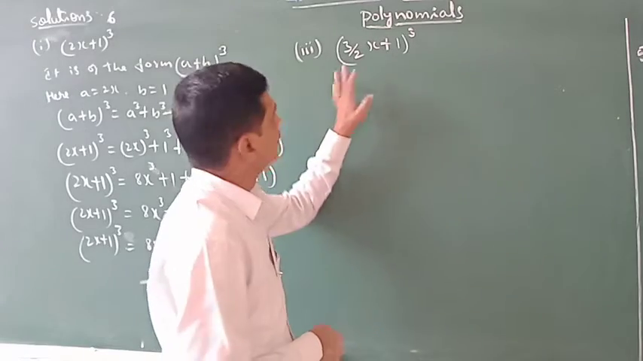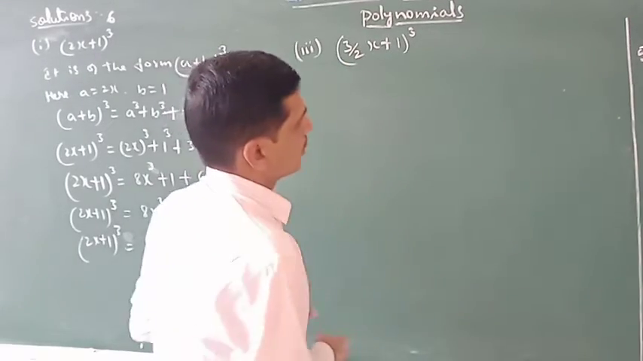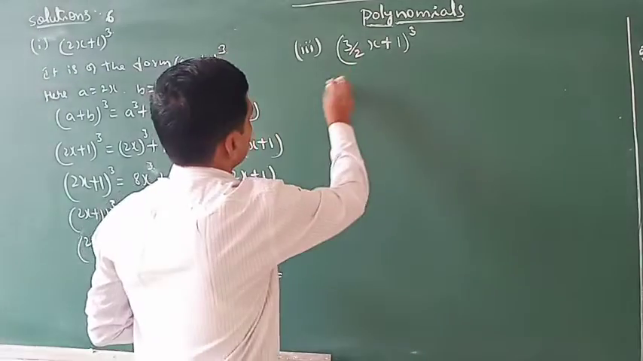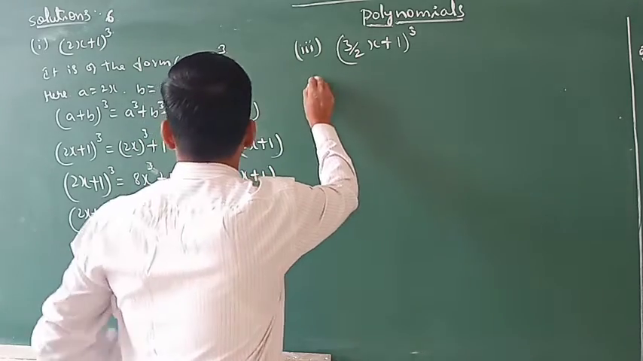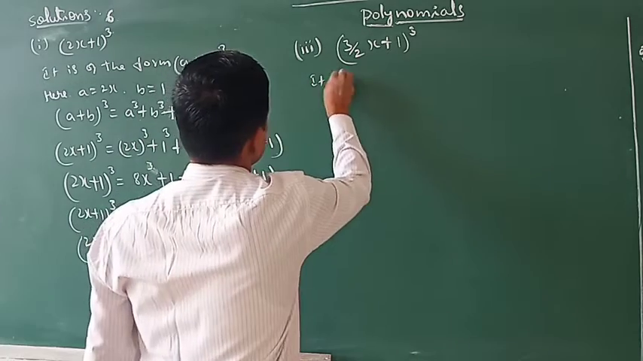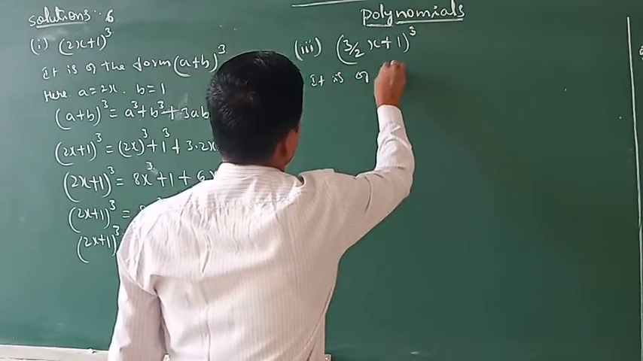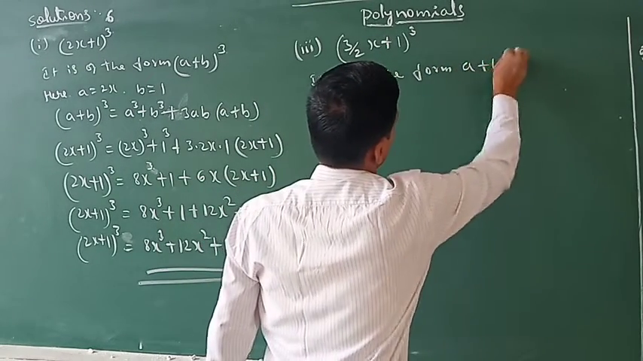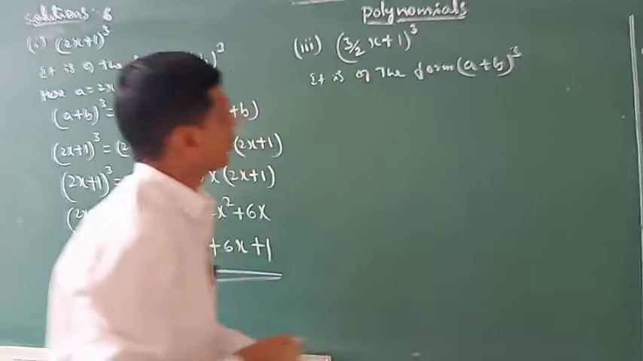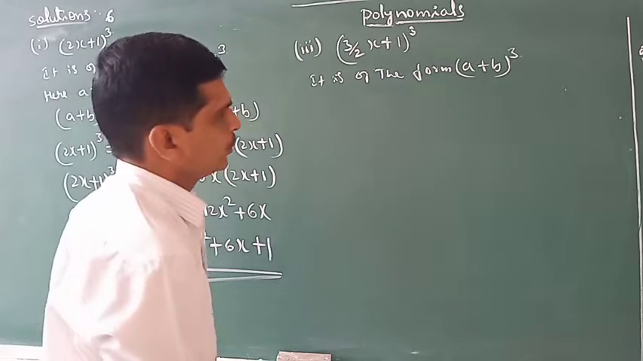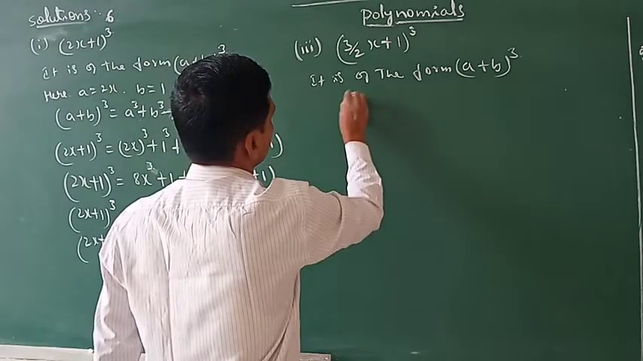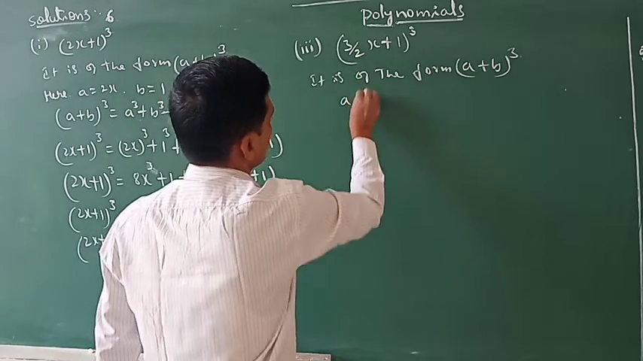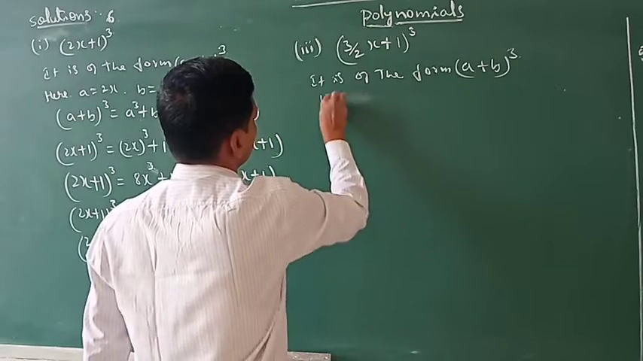Take the third one. So I pick up the third one. So now on comparison, it is of the form (a plus b) whole cube. Here also we can take a cube, (a plus b) whole cube. Here you can take directly the values.